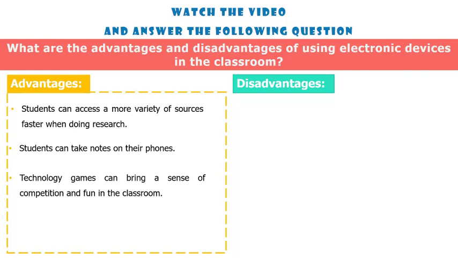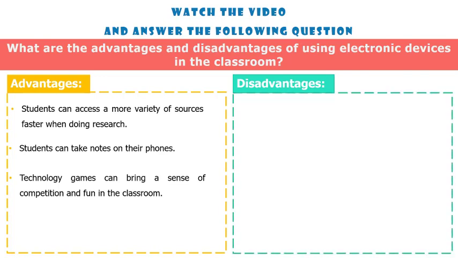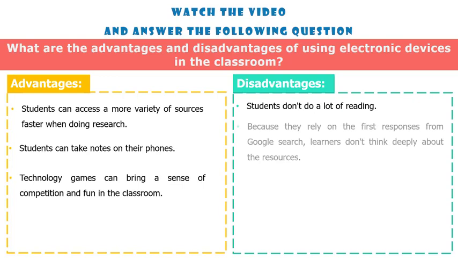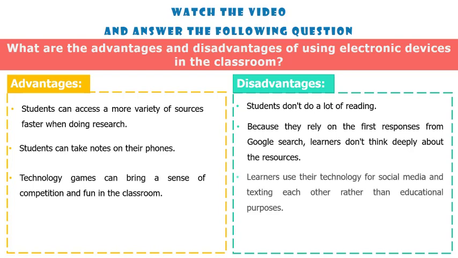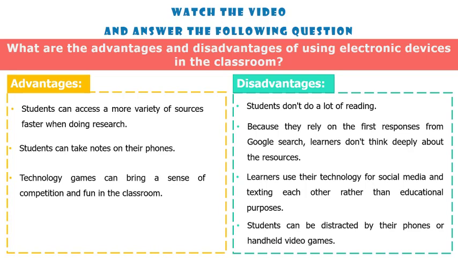The next part I will mention is disadvantages. As you can see in the video, students don't do a lot of reading. In addition, because they rely on the first responses from Google search, learners don't think deeply about the resources. Another negative aspect is that learners tend to use their technology for social media and texting each other rather than educational purposes. Finally, they can be distracted by their phones or handheld video games.